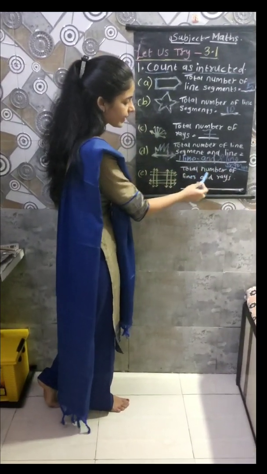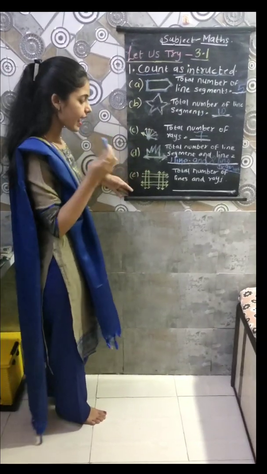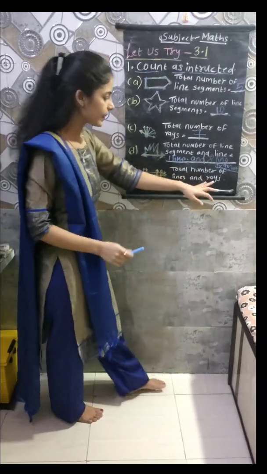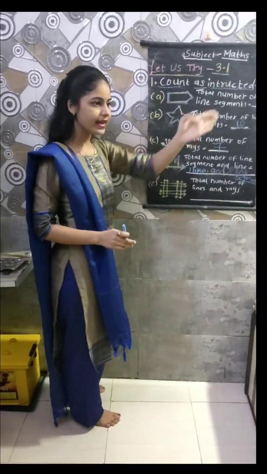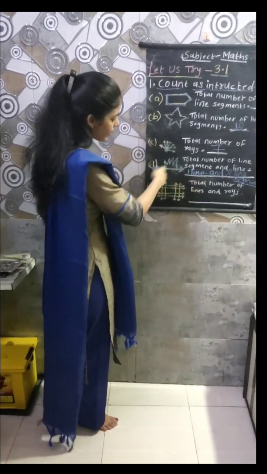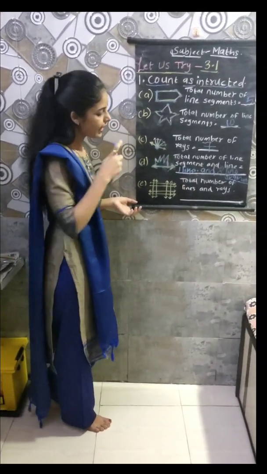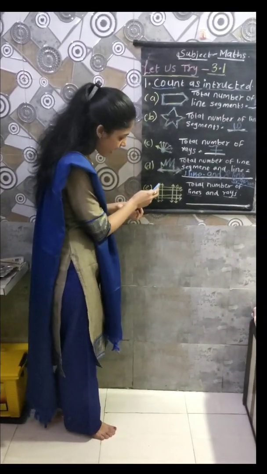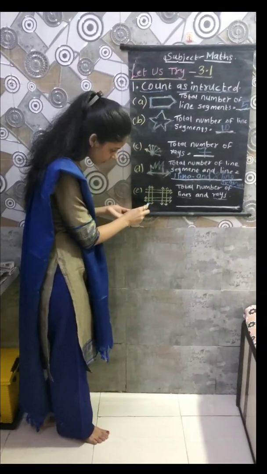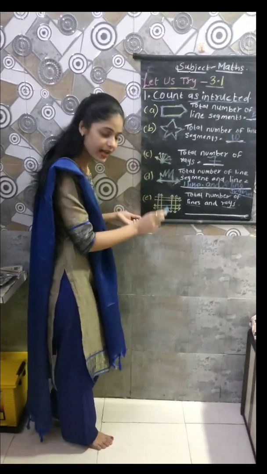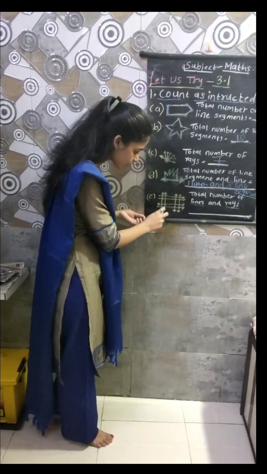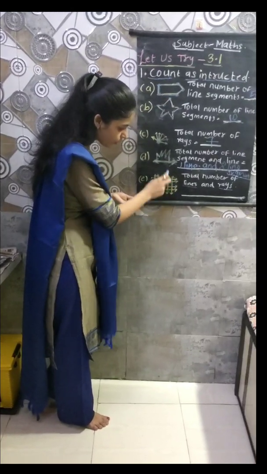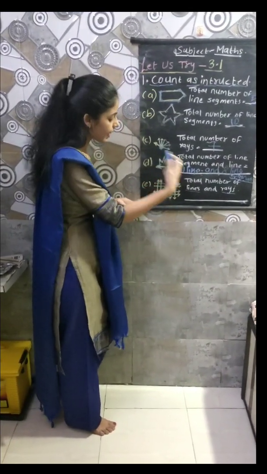Total number of lines and rays. What are lines and rays? Again, a line has no end, and a ray starts from a point and extends endlessly. So let's count in this figure how many lines and rays. Here if you observe, the arrow is given, so this is a ray, this is a line. Next, the arrow is also given, so this is also a line. If you see in this, the arrow is given in both directions, so this is also a line.